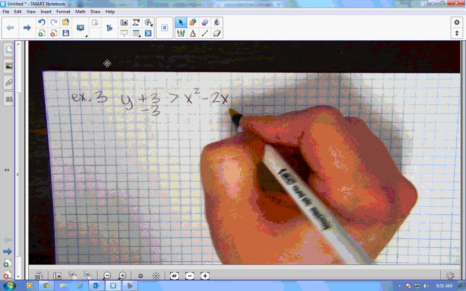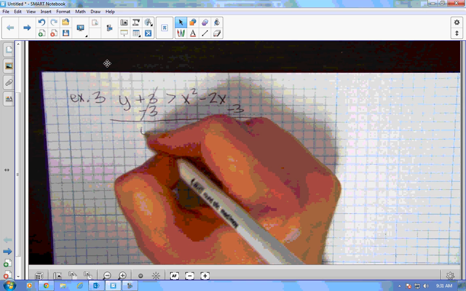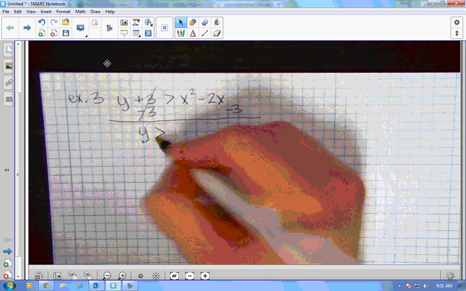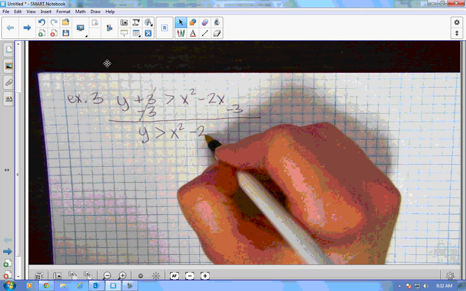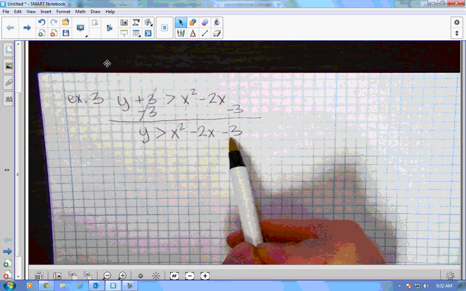And when we subtract, it's okay. We don't have to worry about flipping the sign. It's when you multiply and divide by negatives that you have to flip the sign. So our sign's going to stay the same. And I'm going to put this in standard form. X squared minus 2x minus 3. None of these are like terms, so we're not going to combine any of them.